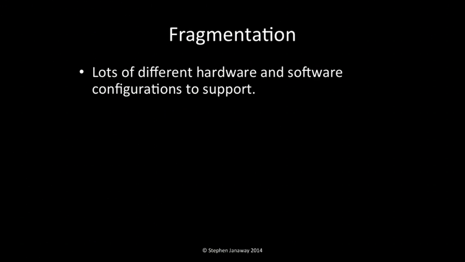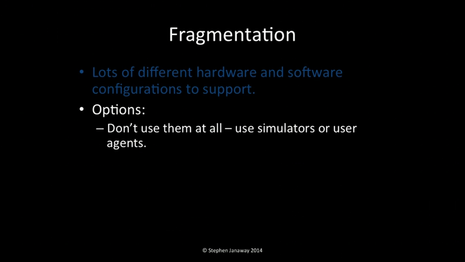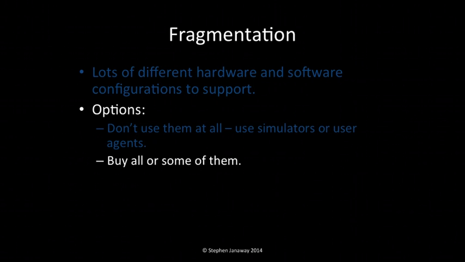Because of this fragmentation, and all of these different hardware and software configurations to support, you've got some options, because clearly you need to test on something, and what do you test on? So you could decide to use no real devices at all and just use simulators or user agents. Now, this can be an okay strategy if you're just looking to test the UI of your application, but it's a far too risky strategy if you're trying to test more than your UI, because your device is so complicated and simulators are not able to effectively simulate exactly what's going on. You should buy some devices, therefore.